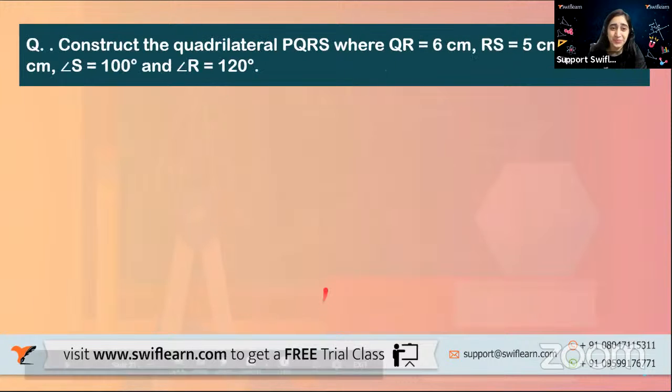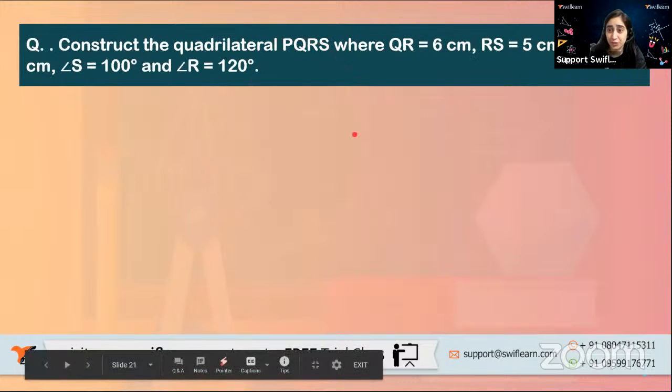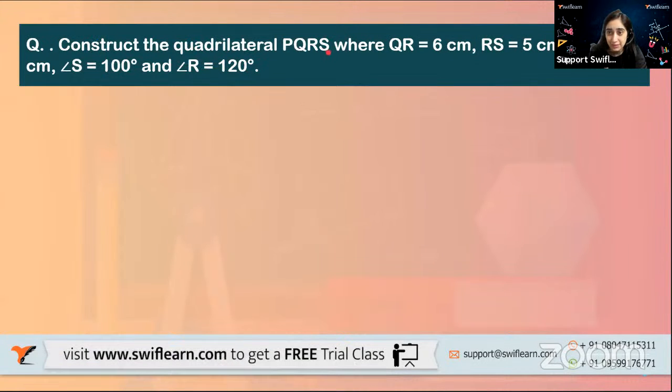Okay. Now this is a question. Give it a shot. Construct a quadrilateral PQRS where QR is 6 centimeter, RS is 5 centimeter, PS is 4 centimeter. Angle S is 100 degree and angle R is 120 degree. So let's make a rough sketch first. Okay. So it says make a quadrilateral.